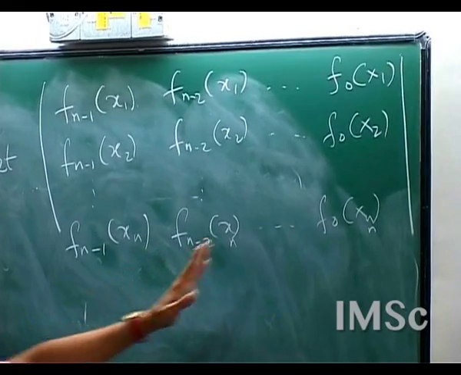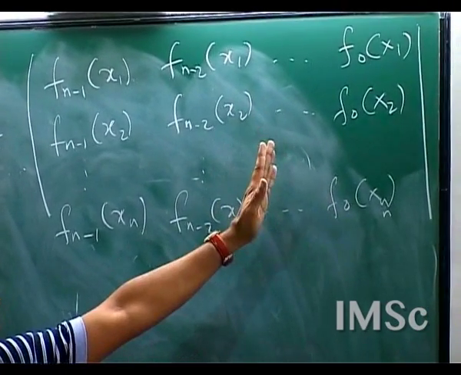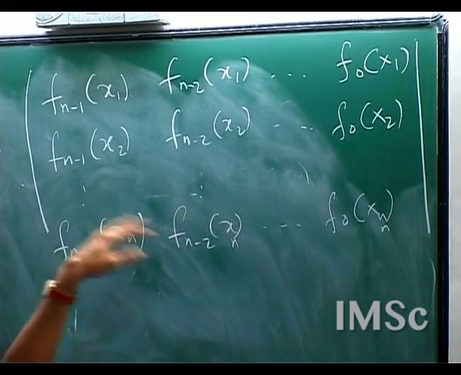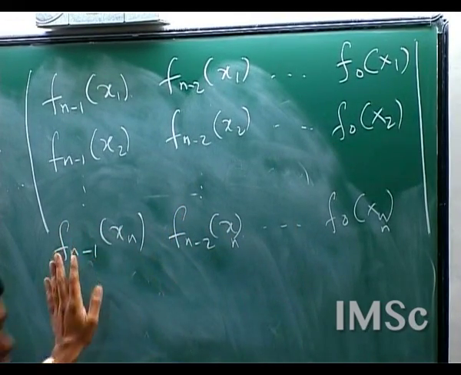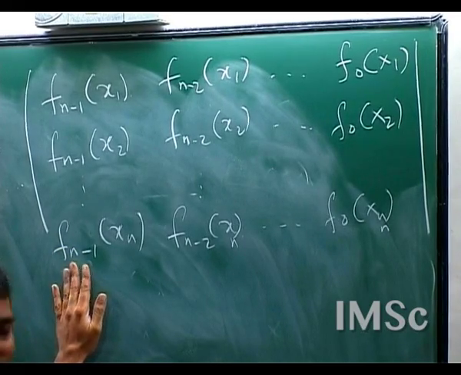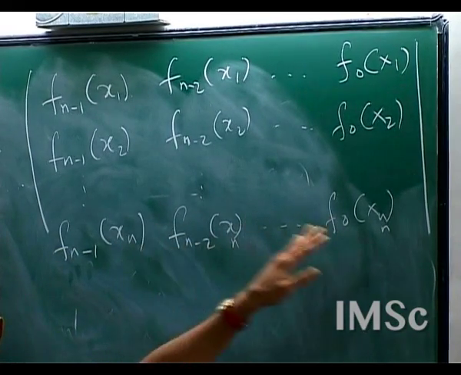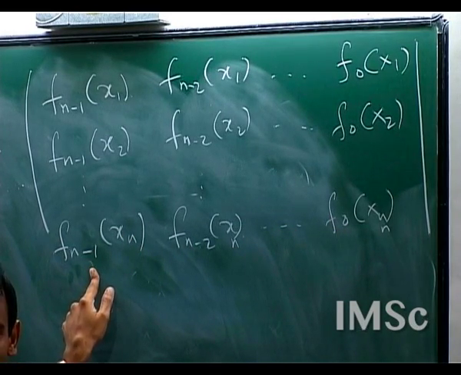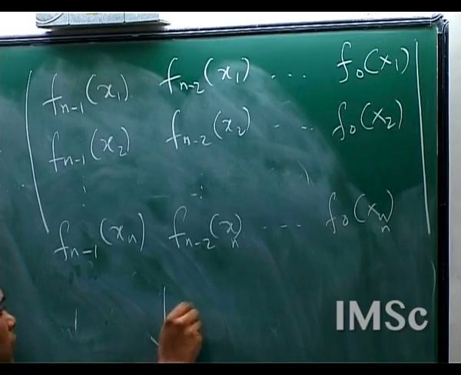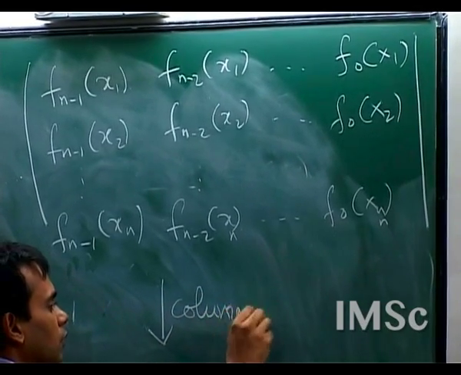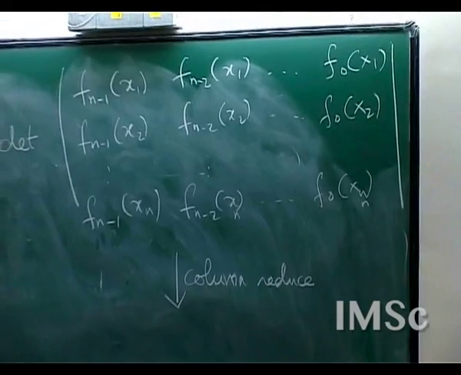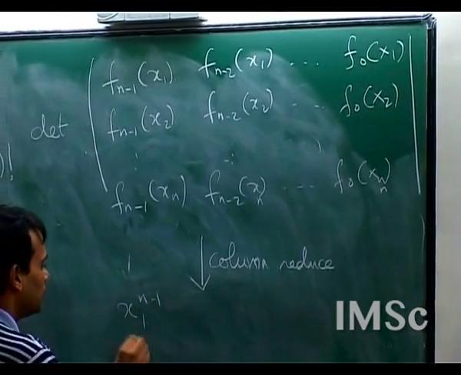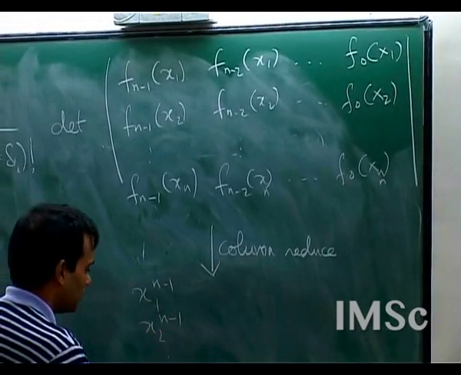But look at this. This is constant 1. The next column is linear monic. Second column is quadratic monic, and so on. So you can easily reduce this to the Vandermonde. This is monic of degree n minus 1. So you can just subtract appropriate multiples of these later columns and make this x to the power n minus 1. So you column reduce. Is that clear? To x1 to the n minus 1, x2 to the n minus 1.